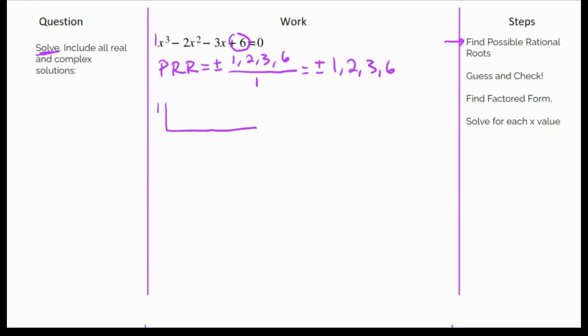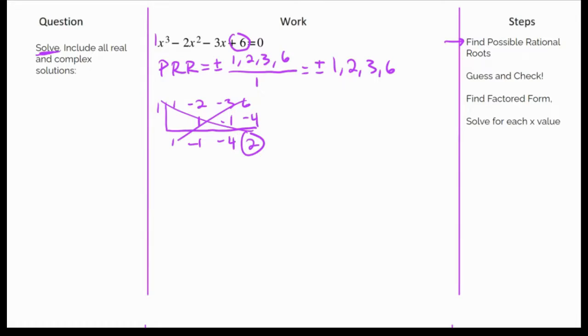I'm going to start with positive 1 just because that's always our easiest number. And I'm putting all of the coefficients down, bringing down the 1. 1 times 1 is 1. Negative 2 plus 1 is negative 1. 1 times negative 1. Then I add, then I multiply, then I add. Since this is not 0, it means that 1 is not a root or is not a 0.